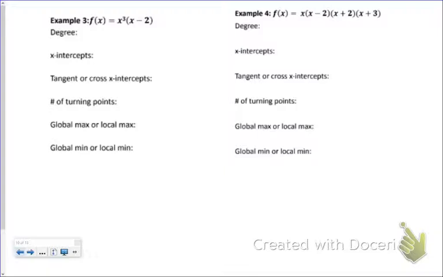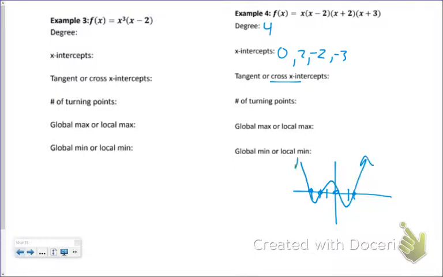Now let's go back. We just talked about our local mins and maxes. Let's look at example 4. Example 4 should be a 4th degree with 4 different intercepts. All of those are cross intercepts. All right, and again, I can do a rough sketch here. We're going to cross through 4 different points. So cross, cross, and cross. Positive leading coefficient, cross, cross, cross, cross.